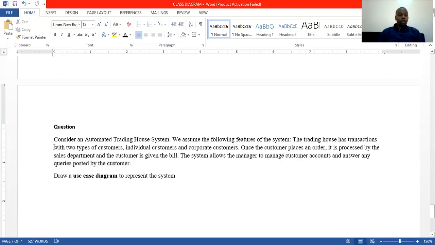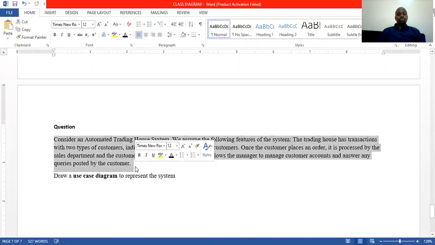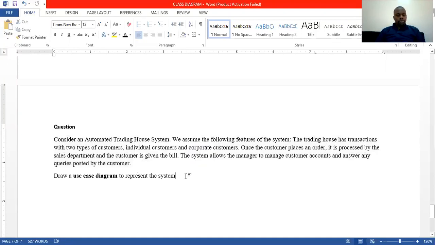So now all of this information actually tells you everything you need for that use case. It tells you the actors and it also tells you the use cases. Okay. So draw a use case diagram to represent that system.